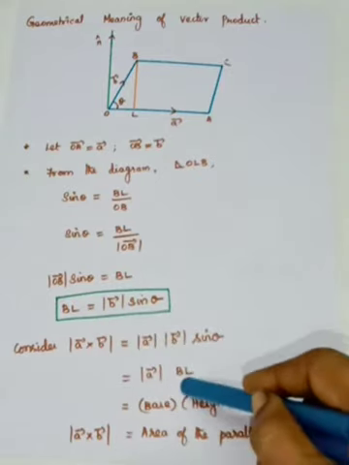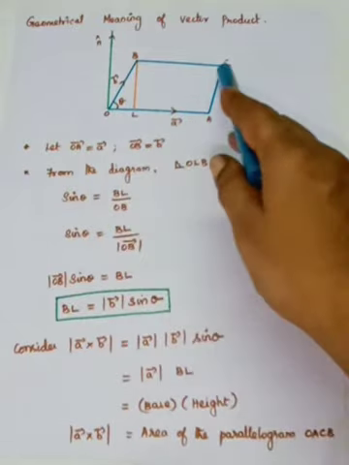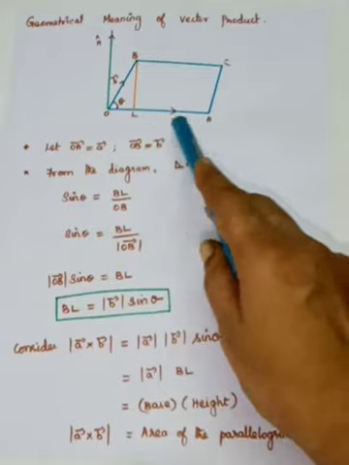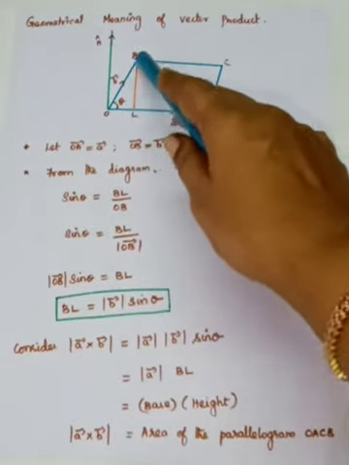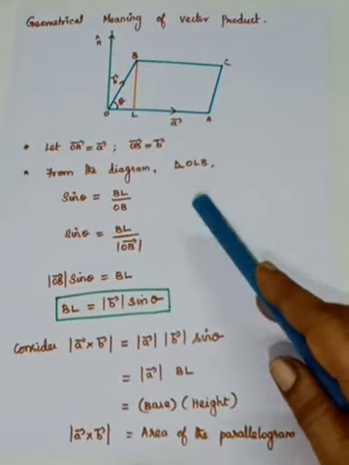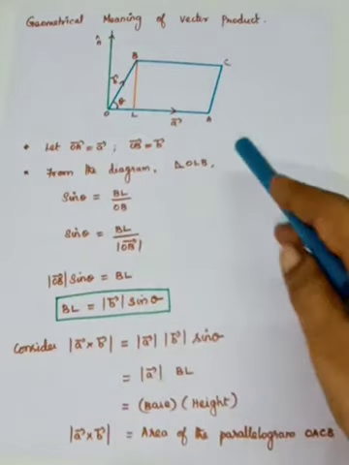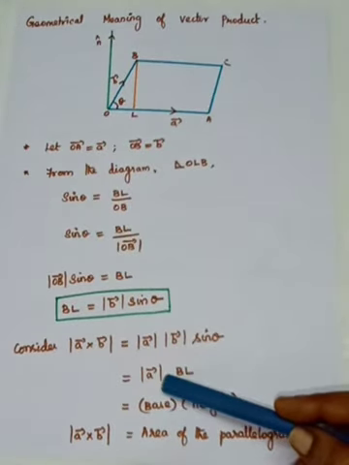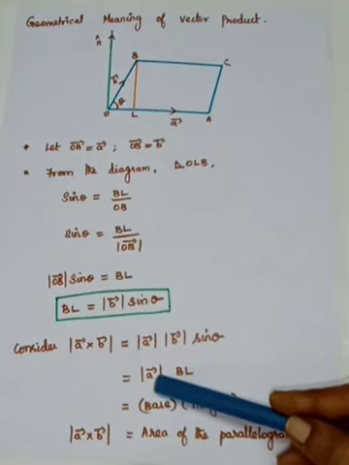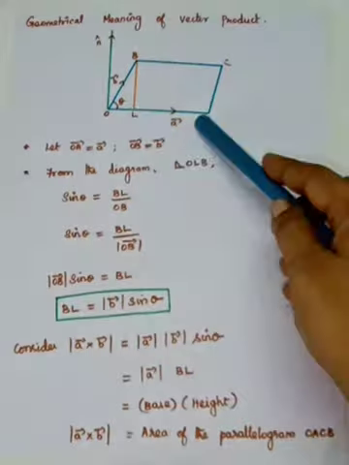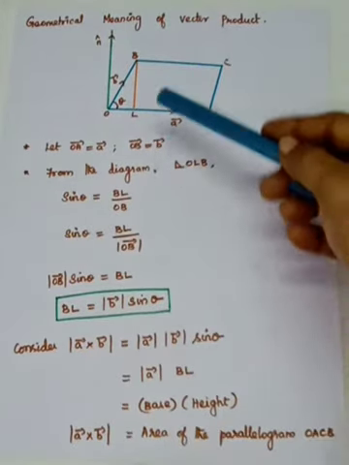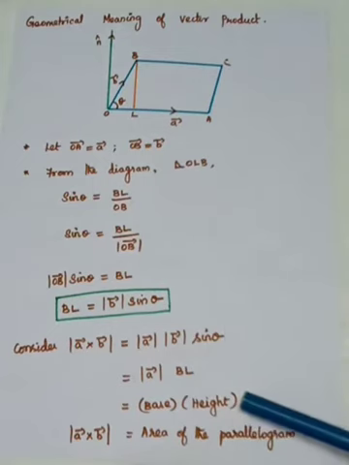Okay, see now we have considered the plane, that is a parallelogram. OA vector and OB vector are adjacent sides. Then what is OA? That is the base of the parallelogram. Modulus of A vector is the magnitude of A vector, or the length of OA. So the length of OA is nothing but the base of the parallelogram. What is BL? BL is the height of the parallelogram.